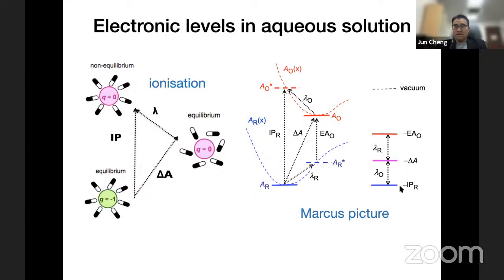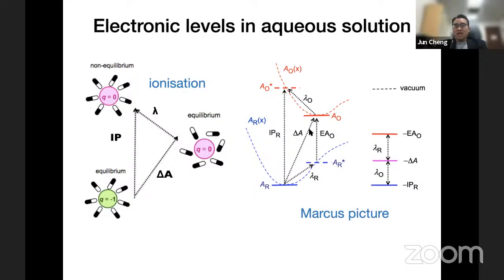So, but as we already see from the sign, the vertical ionization potential is normally a very large positive value. If we take the vacuum as a reference, the level will be below the vacuum, hence the minus sign. Then the vertical electron affinity of the oxidized state, just to point out the subscript: R corresponds to the reduced state, O corresponds to the oxidized state. So this energy difference will correspond basically to this size we have here.